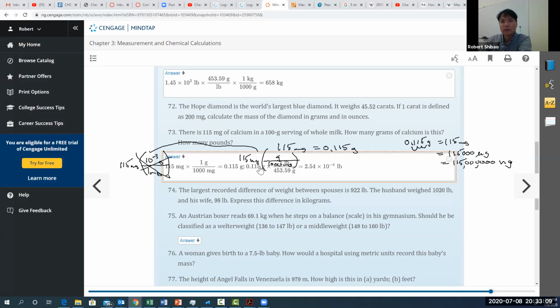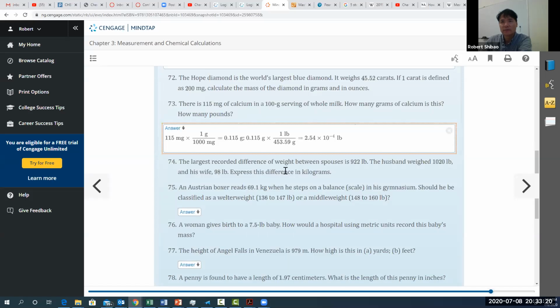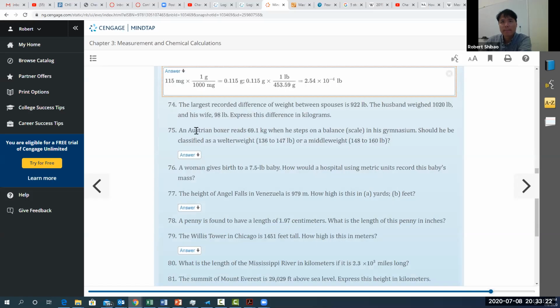When we do that, we don't want to do intermediate roundoffs, which means sometimes you just redo the calculation from the beginning. Again, they're using five sig figs. I don't know why they're using five sig figs here. An Australian boxer reads 69.1 kilograms when he steps on the balance scale in the gymnasium. Should he be classified as a welterweight or a middleweight? And so, well, we've got to figure out how many pounds that is.